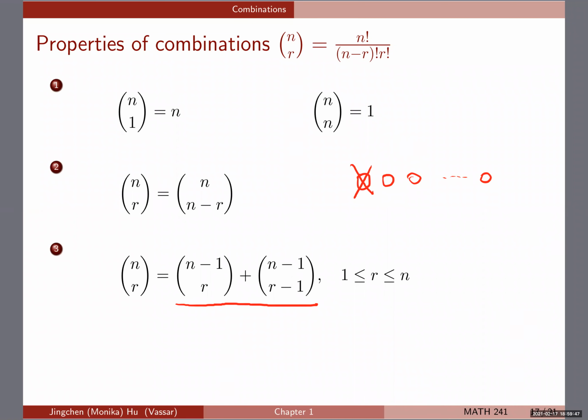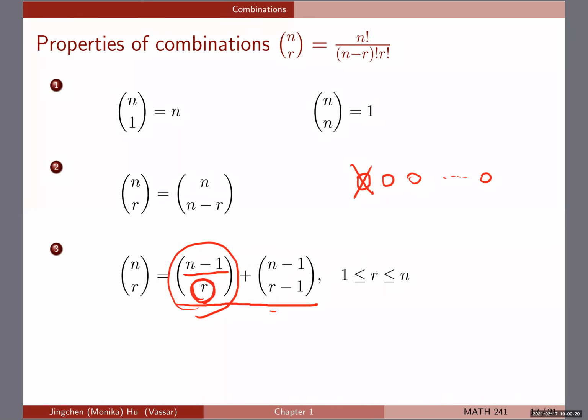Now, on the right-hand side, let's look at the first term. The first term is mimicking the scenario that the first item is not being selected. To see why, notice that we're choosing r objects, and we're choosing from the n-1. So this choose function is mimicking the scenario where we do not select the first item, because we're choosing all of the r objects from the remaining n-1.